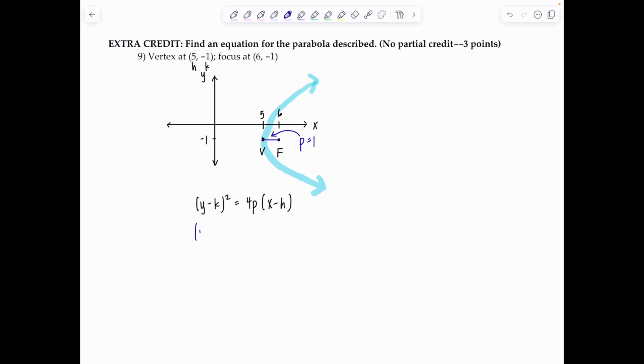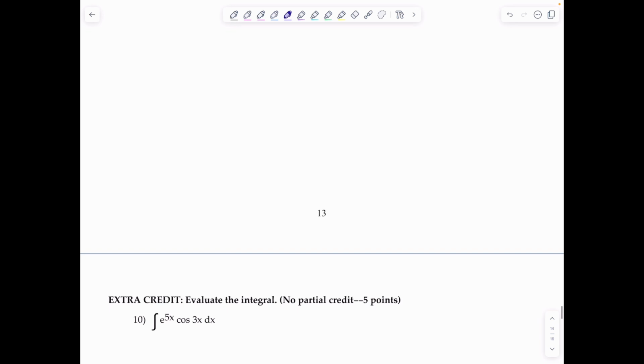So we're pretty much done. y plus 1 squared equals 4 times 1, that's still 4, times x minus 5. And that's it. They just had to find the equation. Okay, this was extra. Good, good, good. Moving on.